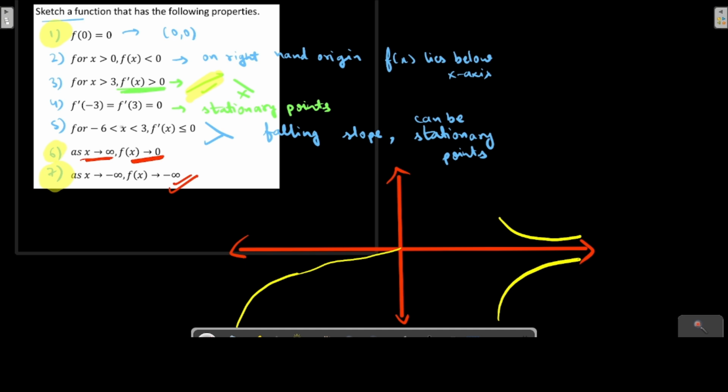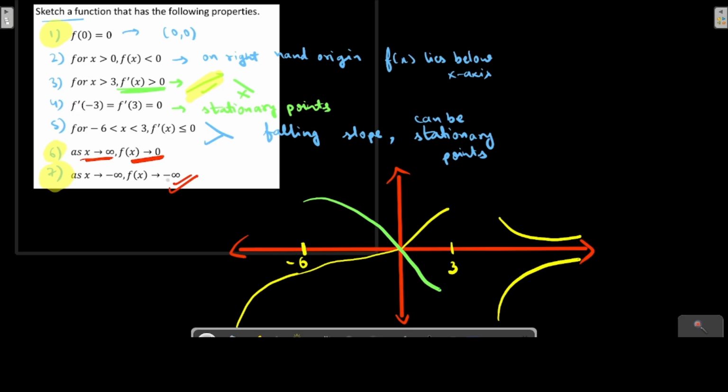Then it says when x is between negative 6 and 3, f dash is less than 0. So you have negative 6 and you have 3. Less than 0 means it's a falling slope, right? So how does a falling slope look? Does it look like this? No. The falling slope looks like this green one. It looks somewhat like this because it passes through the region. It's a falling slope.